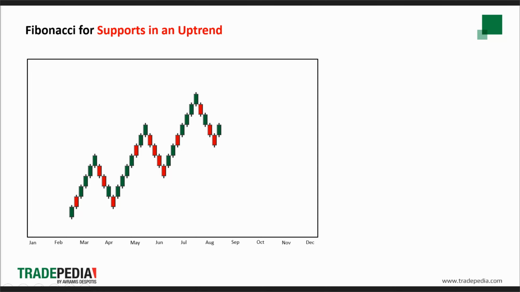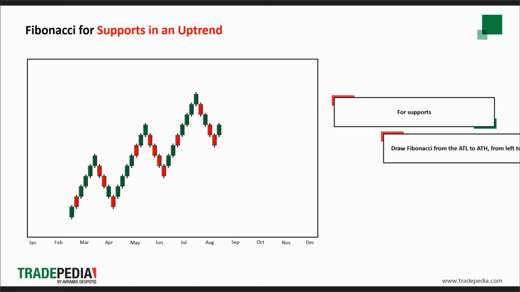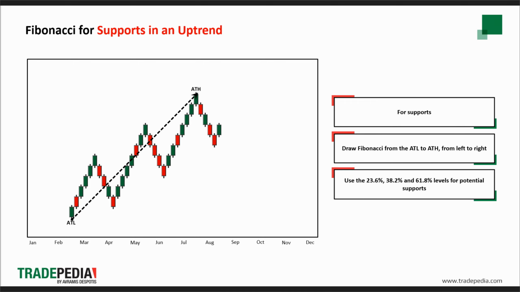So how do you find support? What you do is you draw Fibonacci from the all-time low to the all-time high, from low to high, and always from left to right. So you draw the Fibonacci retracement from the all-time low to the all-time high, all the way up.